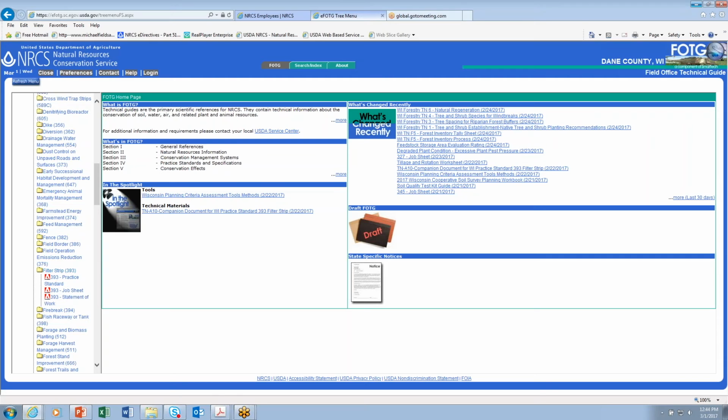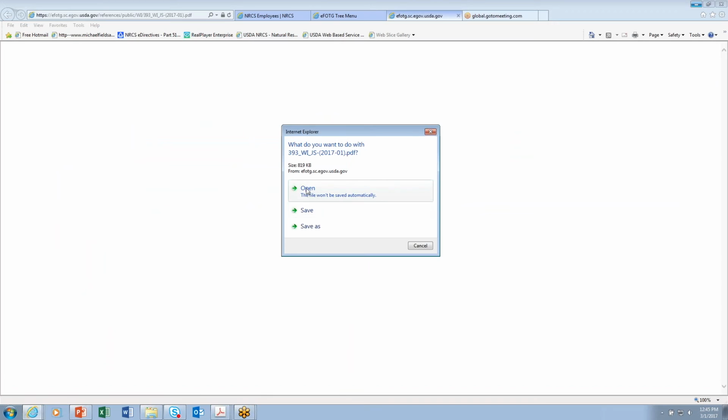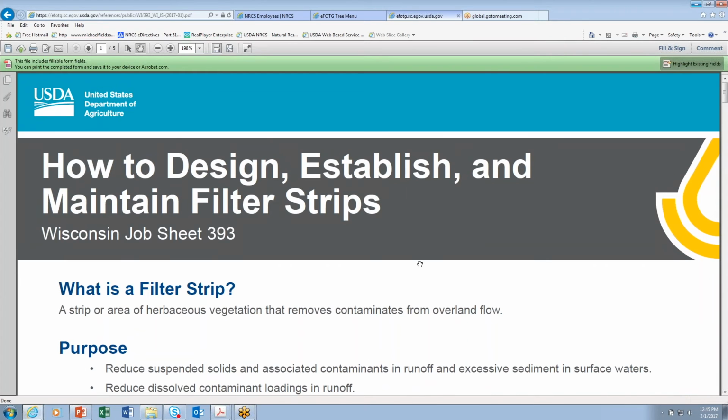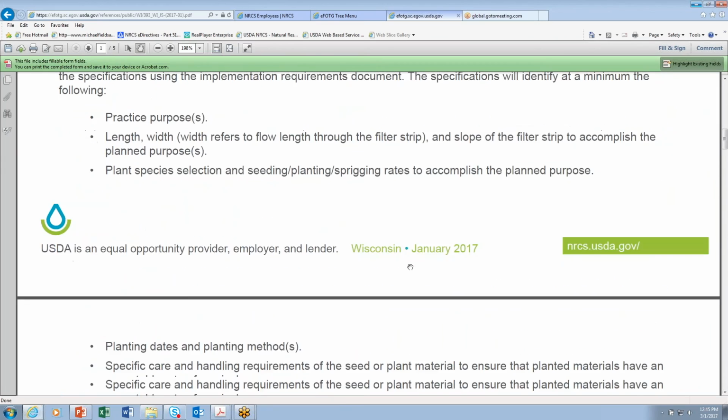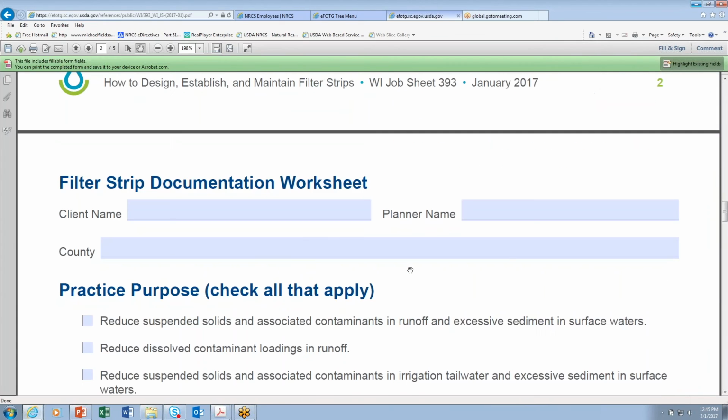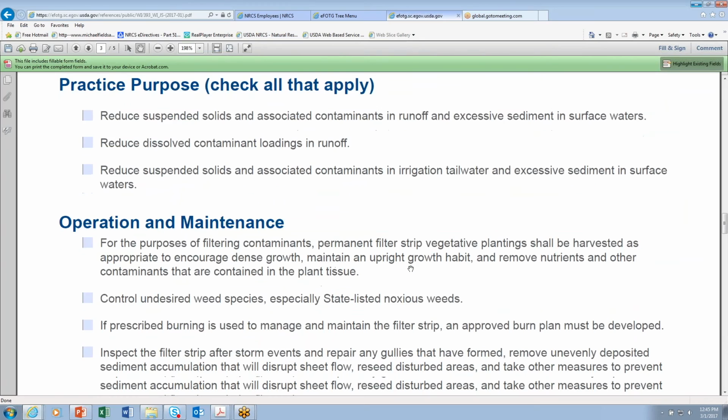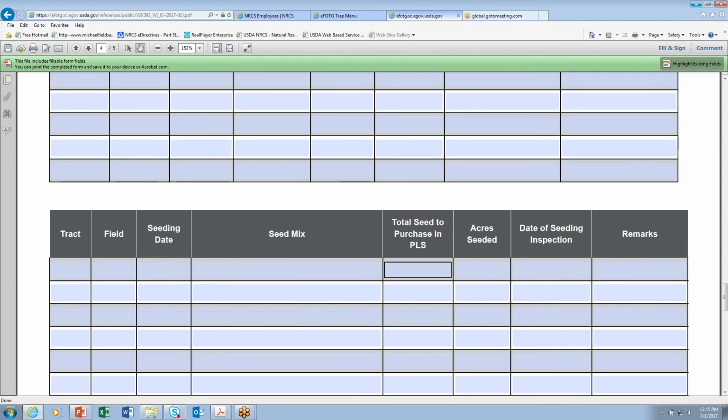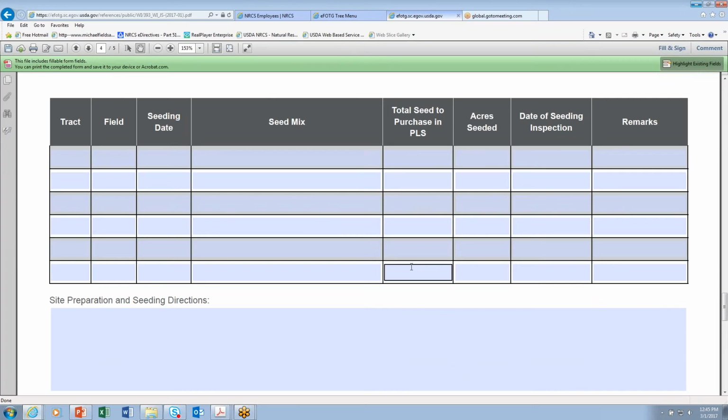So let's go to the filter strip standard, and here you'll have the practice standard itself. The job sheet is right here, and then the statement of work is simply what are the deliverables if you're working with somebody that's helping you with the practice standard. This is just more or less another way of saying what are the plans and specs. So the job sheets are the sheets that I'm referring to that help you and tell you what is this practice standard all about, what's the O&M, and then most importantly, where do I document the plans and specs, and there it all is in the job sheet. Does that answer that one?